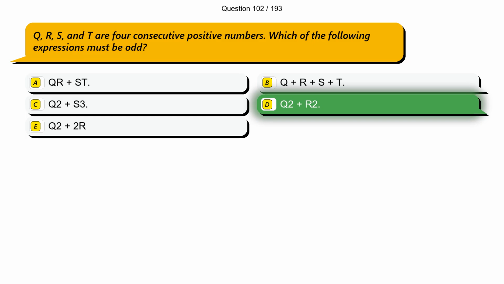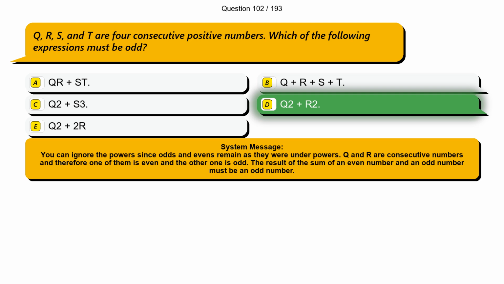The correct answer is option D, Q2 plus R2. You can ignore the powers since odds and evens remain as they were under powers. Q and R are consecutive numbers and therefore one of them is even and the other one is odd. The result of the sum of an even number and an odd number must be an odd number.